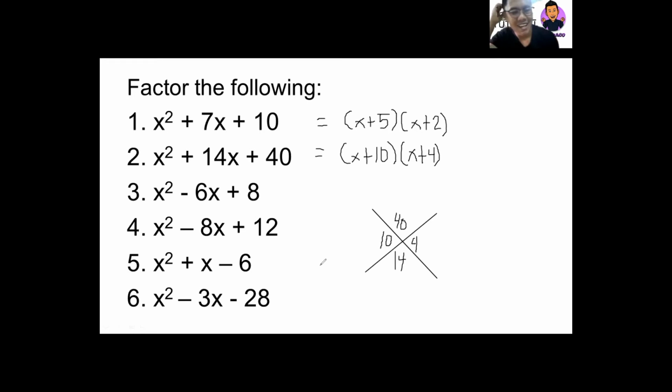That's it. How about number 3? Look at the examples for numbers 1 and 2. The last term is positive, and also the middle term is positive. That's why the 5 and 2 are also positive, and the 10 and 4. But how about in this example for number 3? Let's erase this.